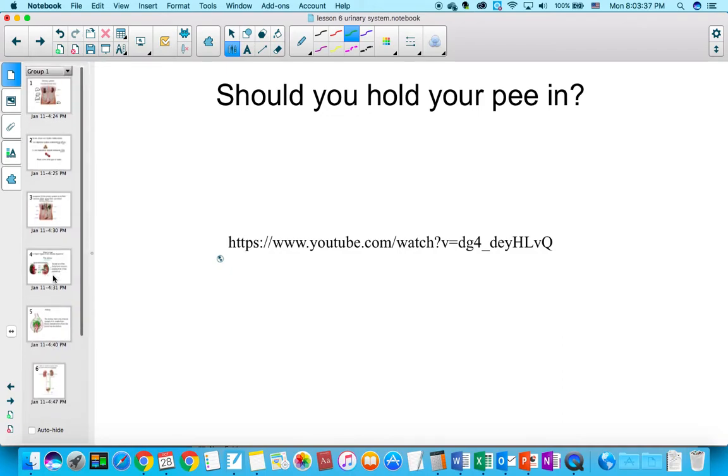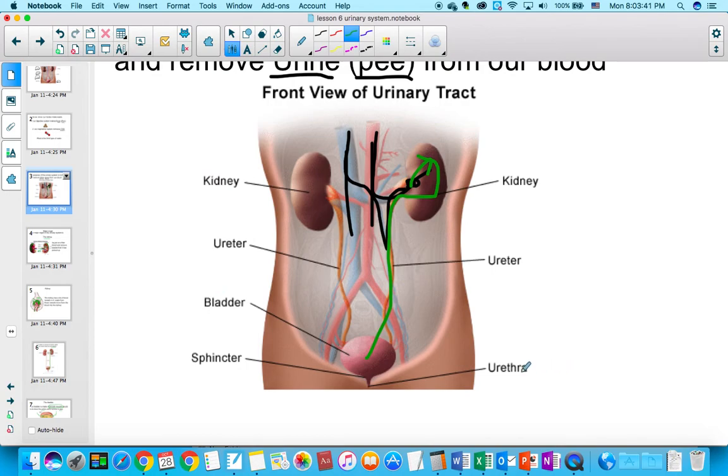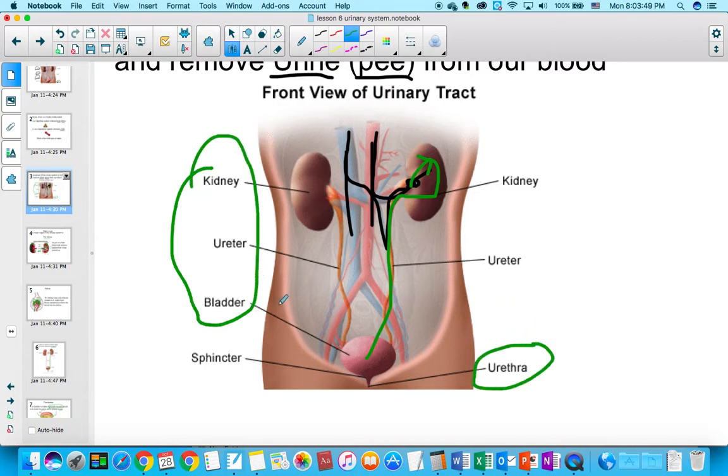This was relatively short. You really only need to know kidneys, ureter, bladder, urethra. You don't need to know sphincter. You just need to know these guys and this one, right? So kidneys take the blood. The blood gets filtered by the kidneys. The waste, the gross stuff that the blood doesn't want, is taken by the kidneys and put into the ureter. The ureter takes the pee and brings it to the bladder.